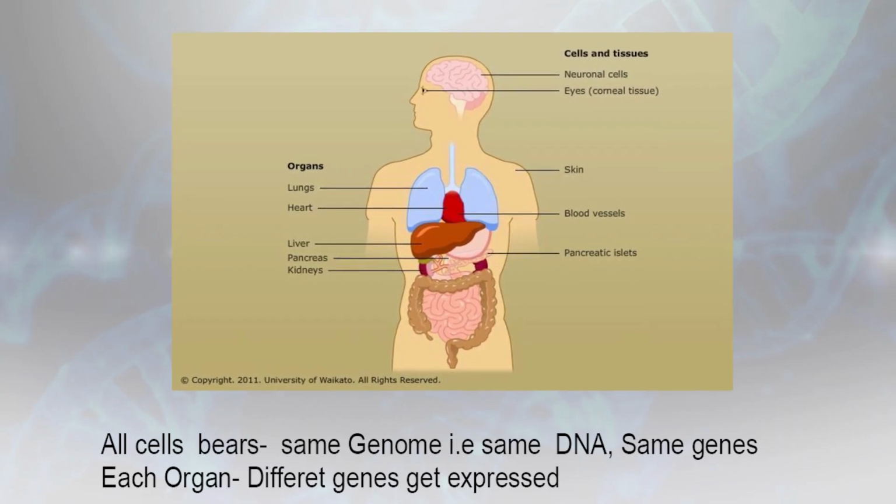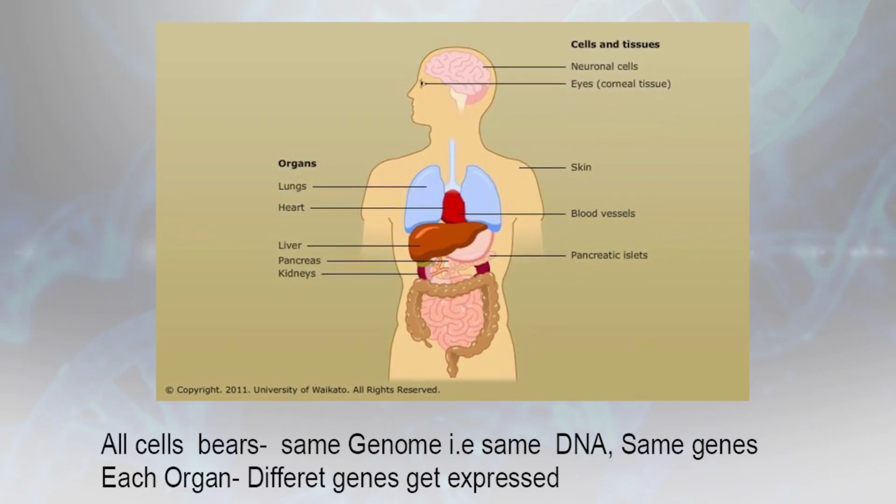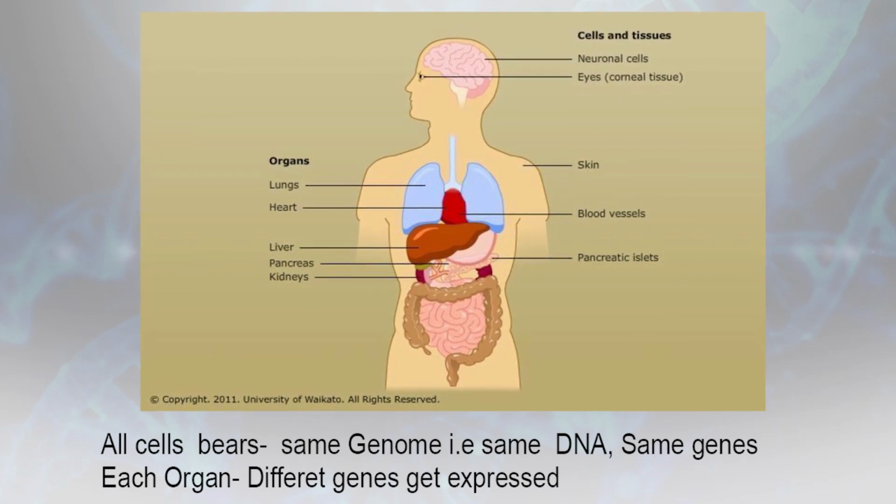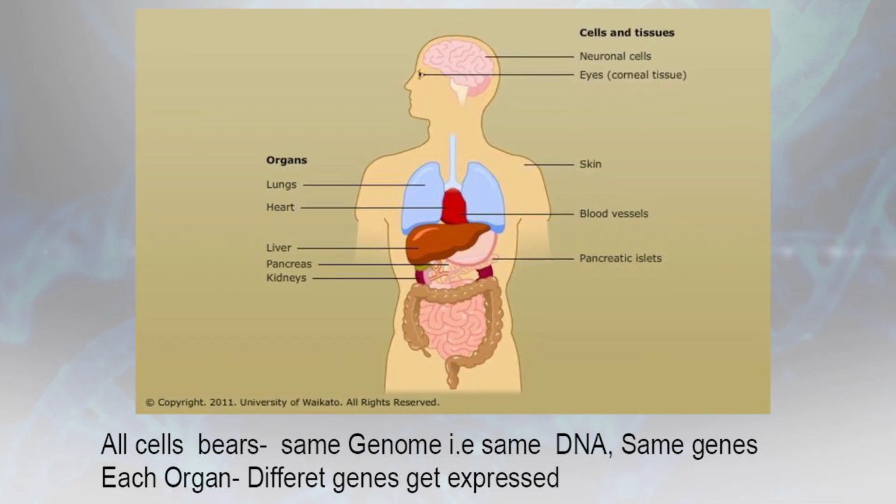During development, different cells express different sets of genes in a precisely regulated fashion. You have multiple organs with the same DNA, but each organ has specialized functions and accordingly genes are transcribed. Certain genes are on in particular organs and off in the same organ, while being on in some other organ. All cells bear the same genomic DNA and the same genes, but only a certain subset of genes is expressed in particular cells.